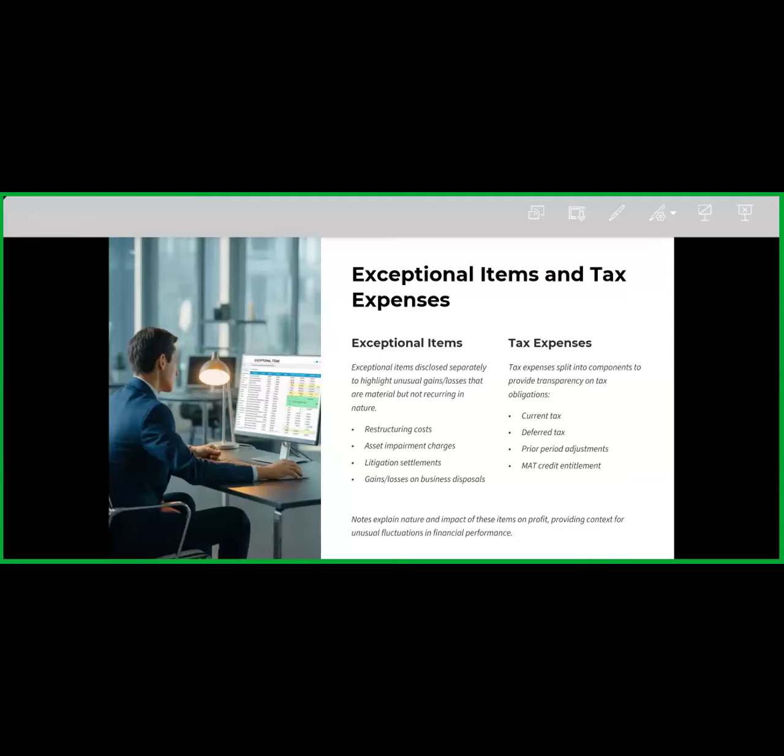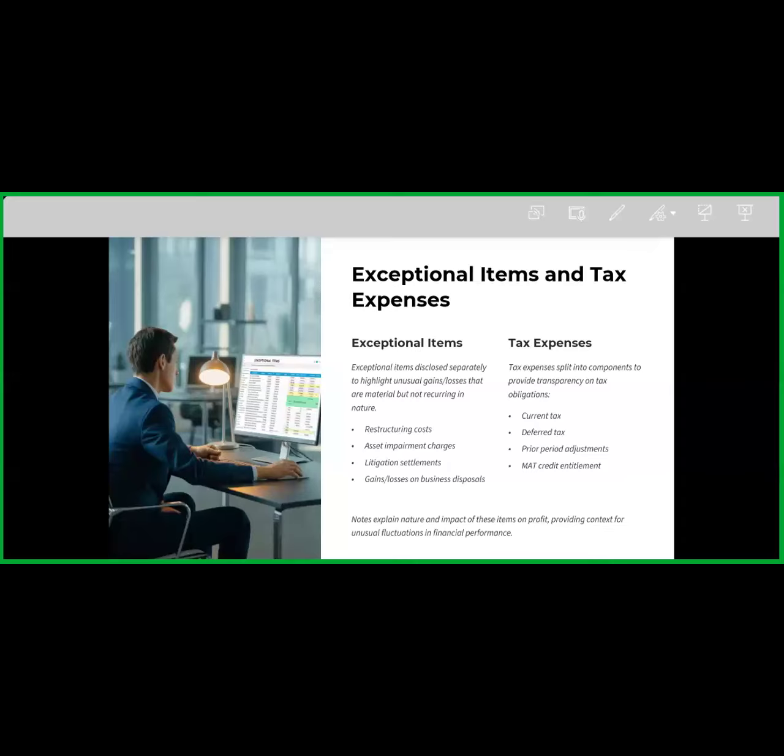Which we must disclose in the notes. The exceptional items are disclosed separately to highlight the unusual gains and losses that are material but not recurring in nature. These are some of the examples that must be present while preparing the financial statement: restructuring cost, asset impairment charges, litigation settlement, and gains and losses on a business disposal. All these notes should be there in the financial statements.